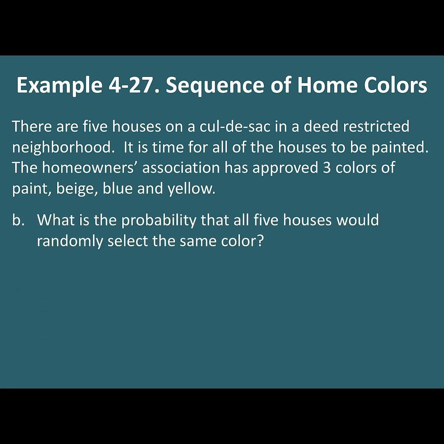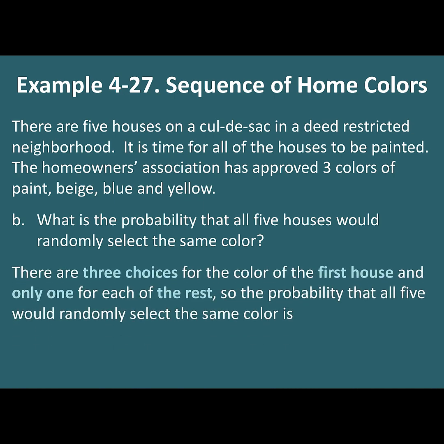What is the probability that all 5 houses would randomly select the same color? Well, there are 3 choices for the color of the first house, but then after that, there's only 1 choice for each of the rest of the houses. So the probability really depends on just the first house. So the probability that all 5 would be randomly selected as the same color is simply 3 out of 243.